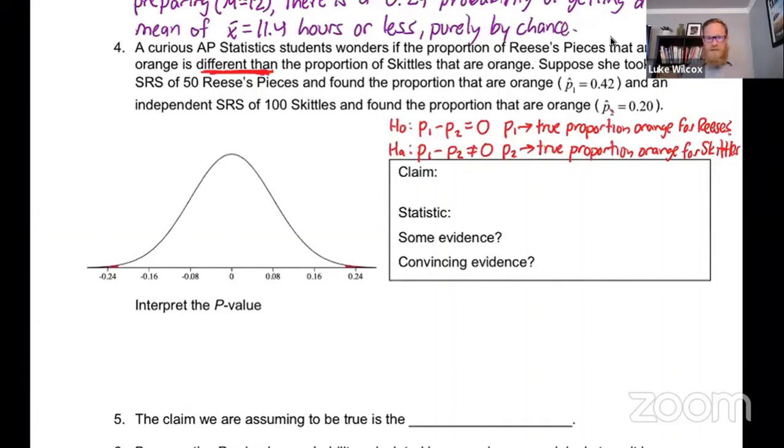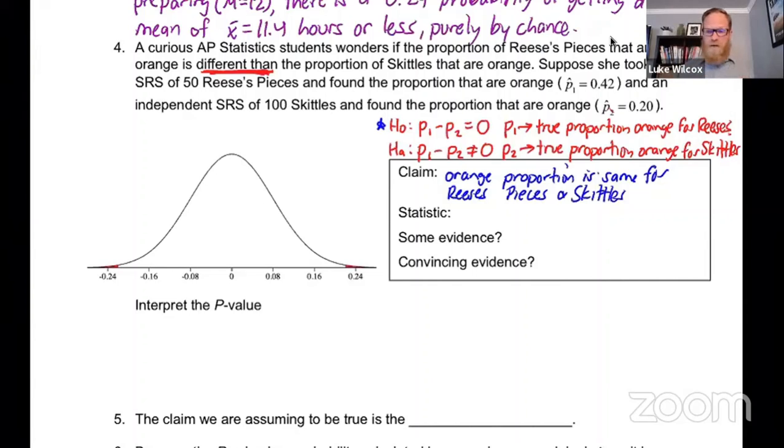Okay, so now let's get to the claim that we're going to assume to be true in order to come up with our picture here. And that claim we're going to assume to be true is the null, which would say P1 minus P2 equals 0, meaning that the two proportions are equal. So I'm going to say the claim here is that the orange proportion is the same for Reese's Pieces and Skittles.